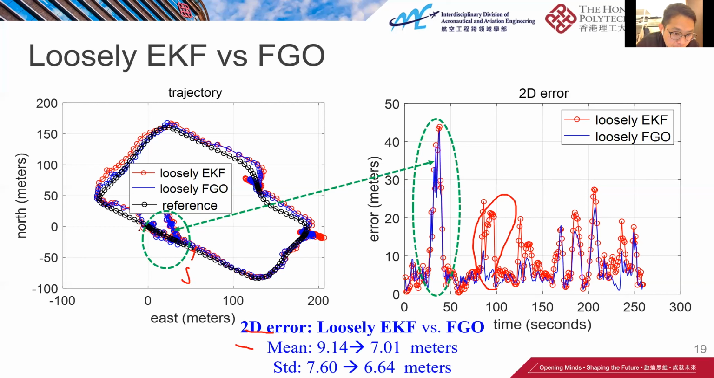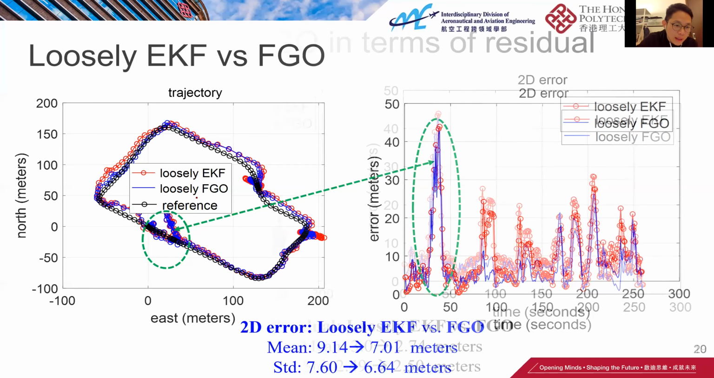So this is roughly the starting point. We drive like this, making a circle all the way to the end here. At the beginning, we can see that both EKF and FGO in loosely coupled have a big offset, and it doesn't really improve that much for the loosely coupled. So we want to see what's going on over the peak over here.